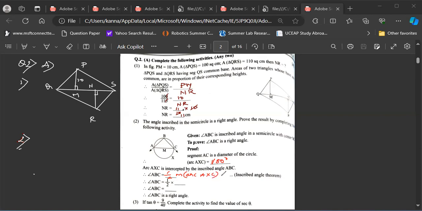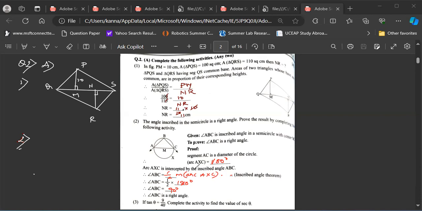This is called the inscribed angle theorem. You can see the reason. So half into, what is the measure of arc AXC? 180 degrees. So half into 180, how much do you get? 90 degrees. Therefore, angle ABC is a right angle.